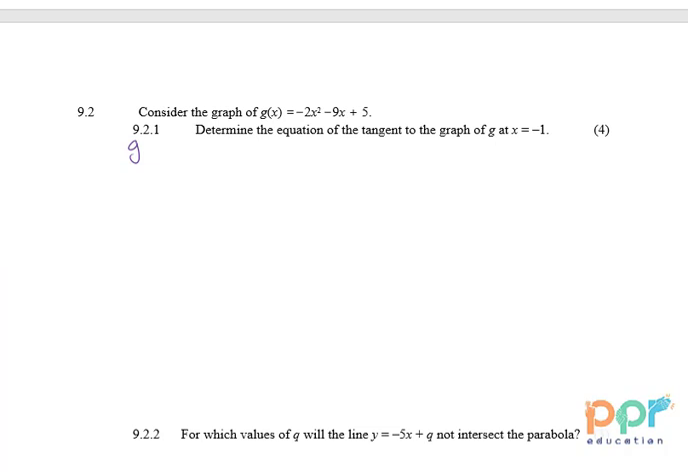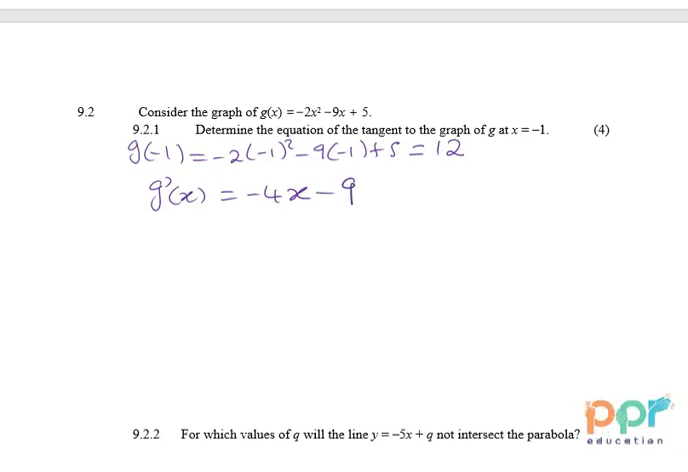I'll say g at minus 1 equals minus 2 times minus 1 all squared, minus 9 times minus 1, plus 5. Then y becomes negative 2 plus 9 plus 5, which is 12. So my y value at x equals negative 1 is 12. Now let me find the first derivative. The first derivative of g with respect to x will be minus 4x minus 9.